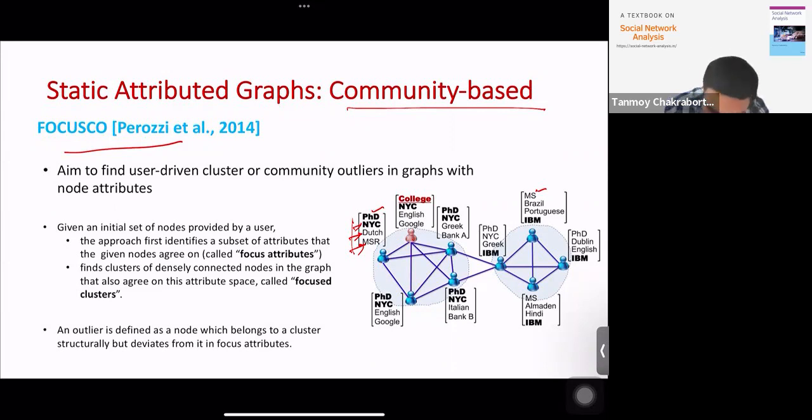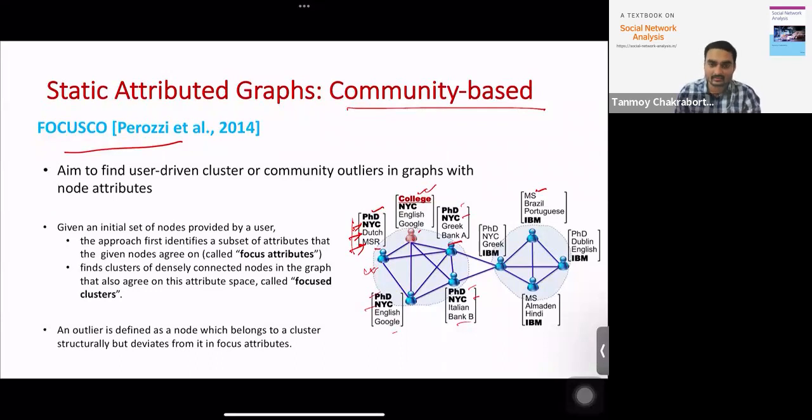Okay, for example, let's assume that you somehow identified that this is a community, and you see the attributes. You see that most of them are PhDs. Only this one is a college student. Most of them belong to New York City. You can also say that there are anomalies in terms of, say, job. For example, these two guys belong to a bank, but these two guys are part of the research industry. They can be anomalies.